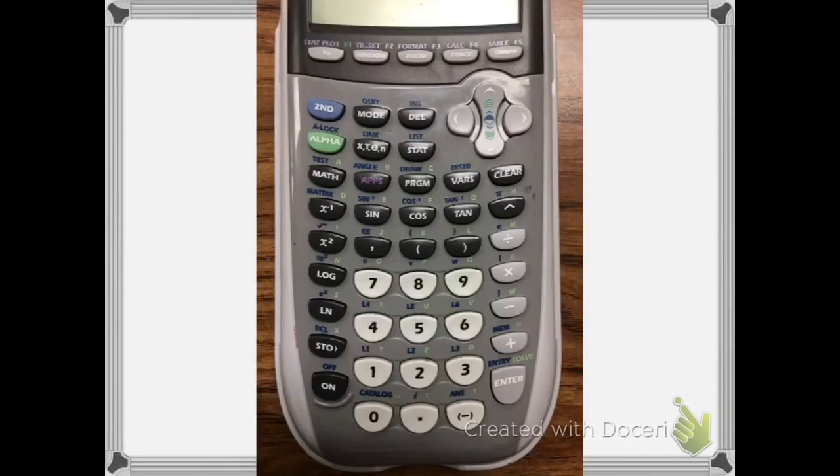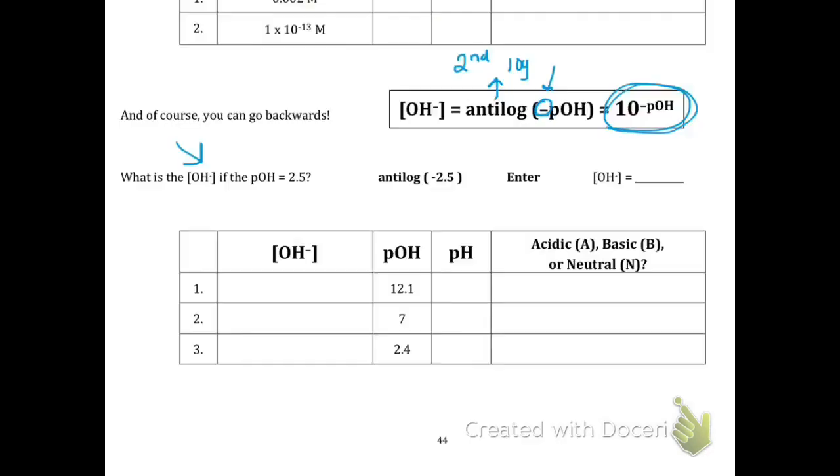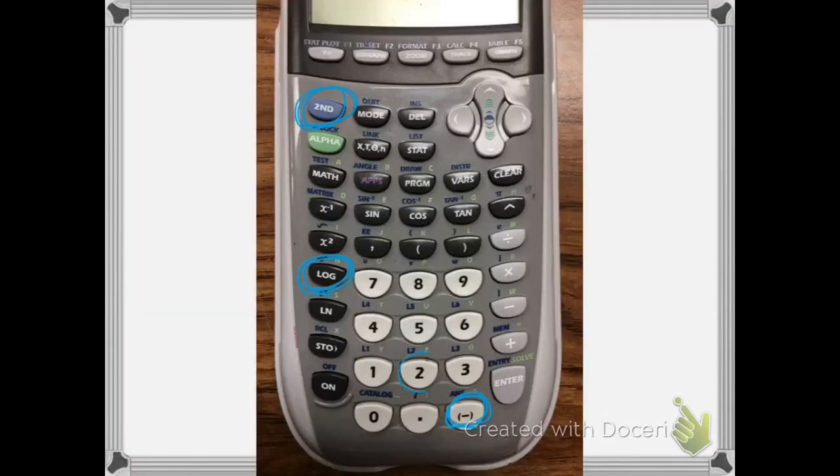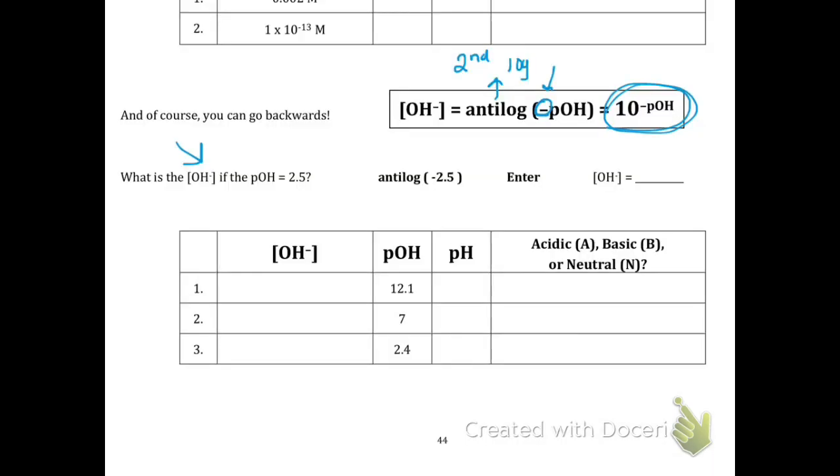So here, anti-log is second log, and then you're going to press the negative. The number is 2.5, so you're going to do 2.5. So go ahead and press that into your calculator, and hopefully you will get this number, which is 0.0032 molar. So you got to put some units on there.